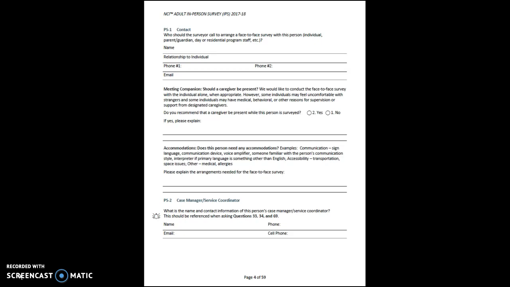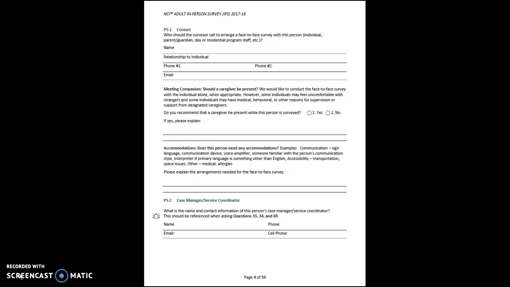We want to know if there should be anybody present at the time of the meeting for any reason, but do also want to know what that reason is. If there are any accommodations that are necessary for this person, so things like whether the person needs a translator or interpreter, also things like accessibility, transportation, if there are any allergies that the surveyor should be aware of. So really anything, again, that would be helpful to know in order to set up the actual meeting itself.